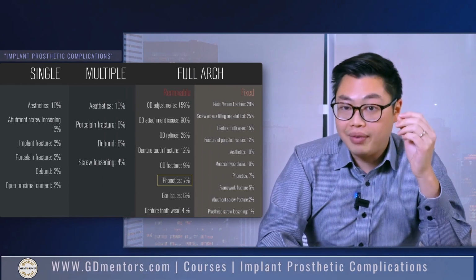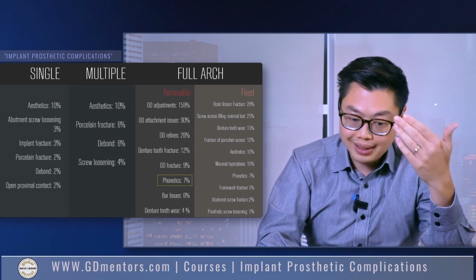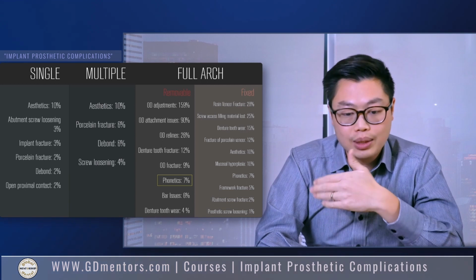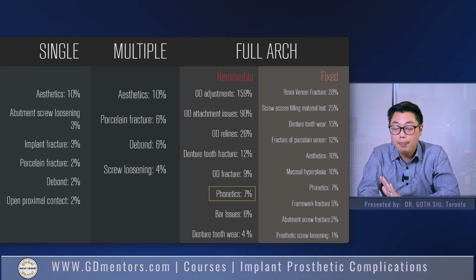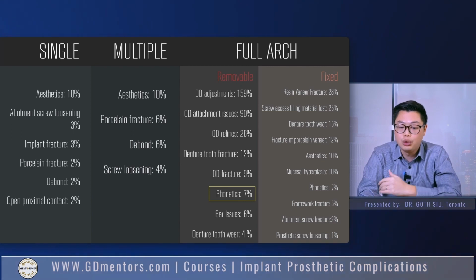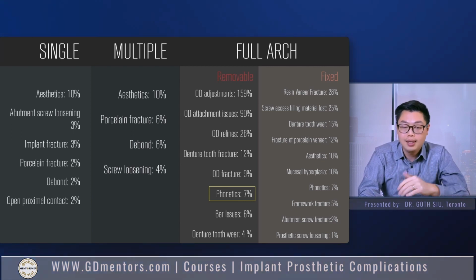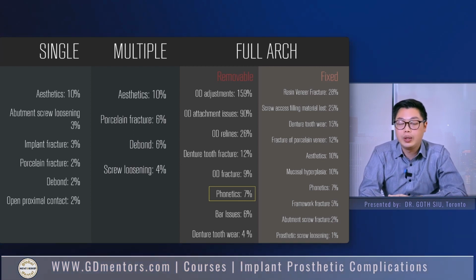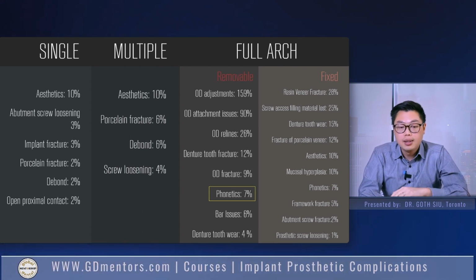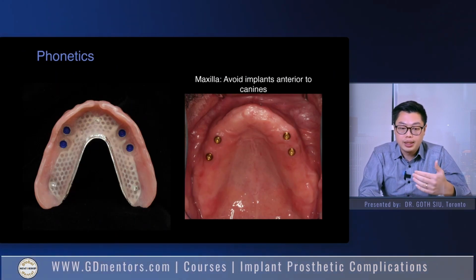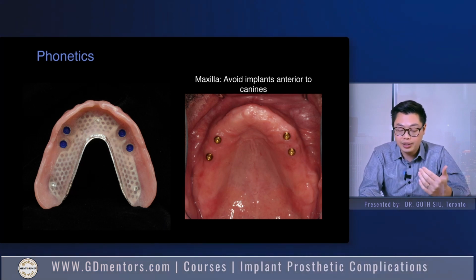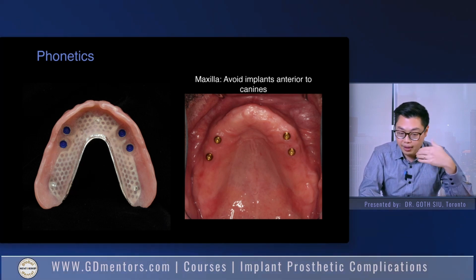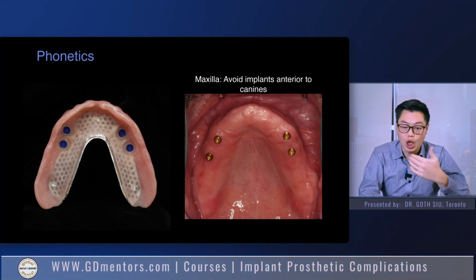The next issue is phonetics with removable prosthesis, and usually that's related to the upper prosthesis. If the upper anterior ridge has not resorbed substantially, and you're not planning on doing a lot of ridge reduction, my recommendation is to avoid putting implants anterior to the canines, because that affects speech a lot.